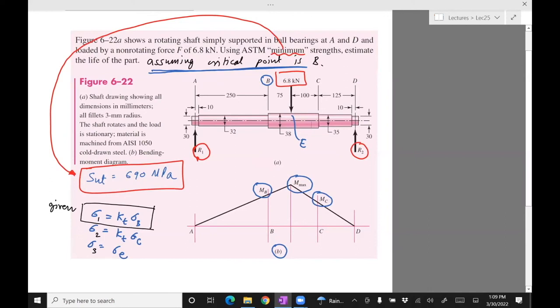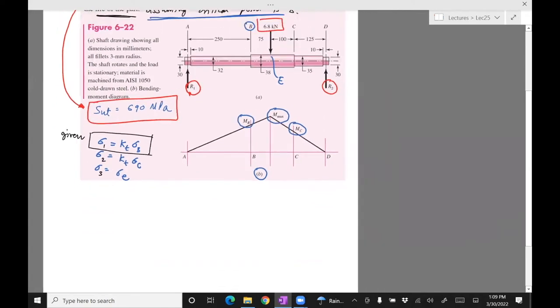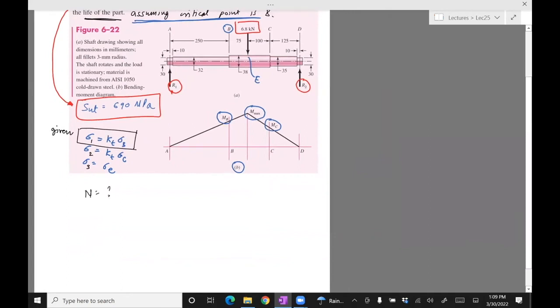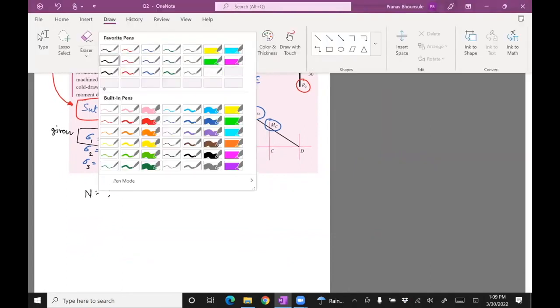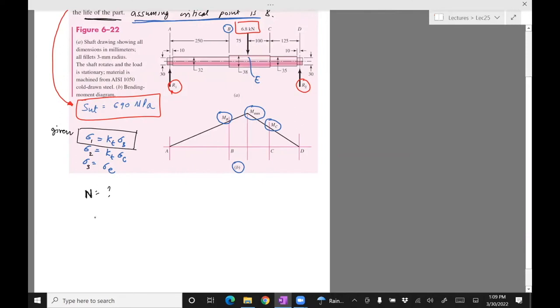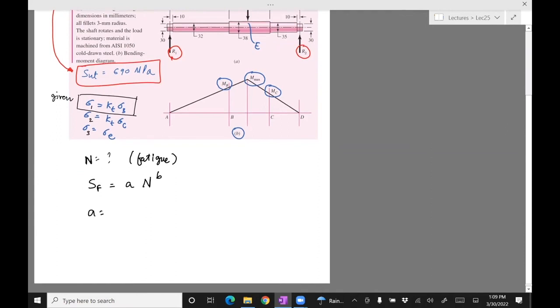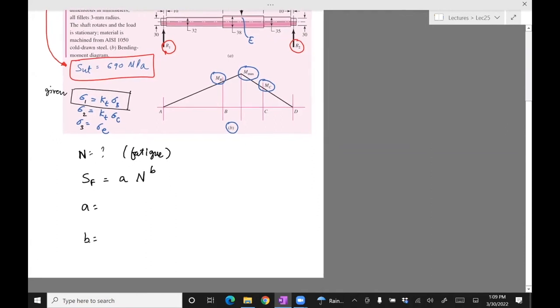Okay, so let's see where we got lost. We have to compute the life of the part. What is the life of the part? It is basically N. That is unknown. So far we know that this is for fatigue loading, right? So we know for fatigue loading, the life of the part is N = A n raised to B, where there's a formula for A, there's a formula for B.